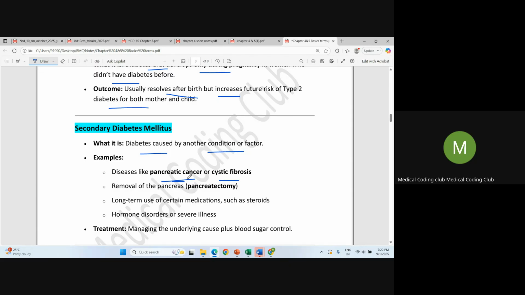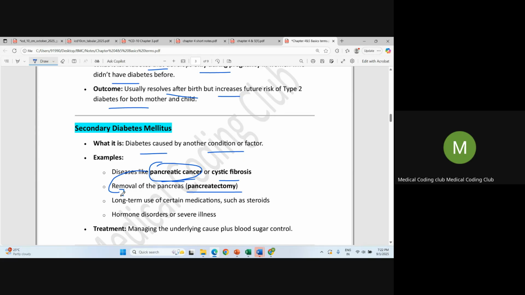Okay, there will be no insulin production. So obviously, the patient will get diabetes. Here the underlying condition was pancreatic cancer. For that reason, the patient got secondary diabetes mellitus. Same goes here also: removal of the pancreas, pancreatectomy. For pancreatectomy, the patient may get diabetes. You have to consider it as secondary diabetes mellitus.